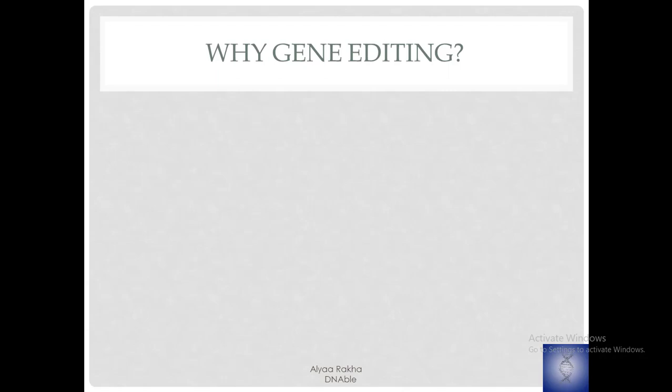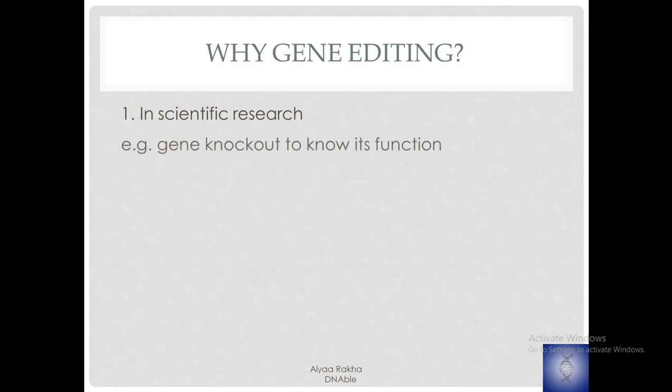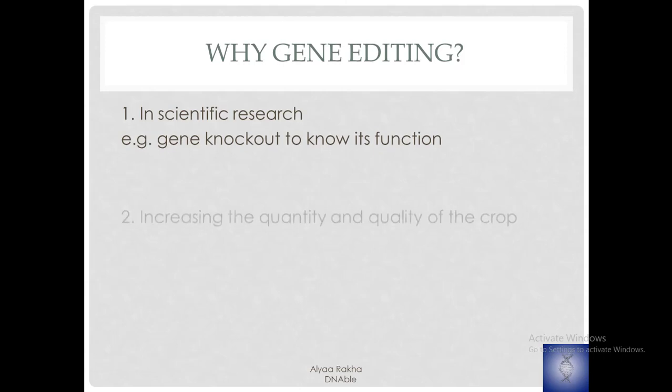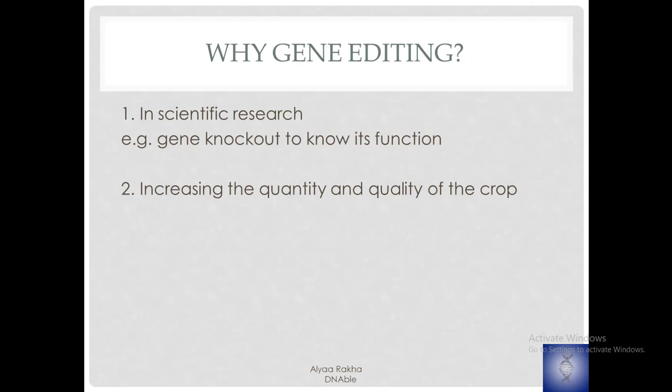Why gene editing? Why did scientists think about gene editing? It's applied in many fields, such as scientific research, for example, to delete or stop the action of a specific gene to know its function. Second, it's used to increase the quantity and the quality of the crops, for example, GMO corn. GMO stands for genetically modified organism.